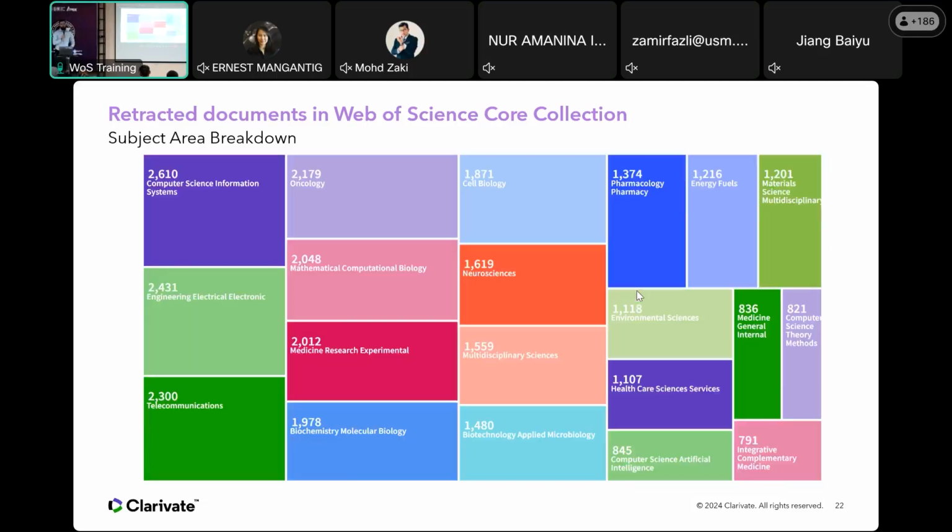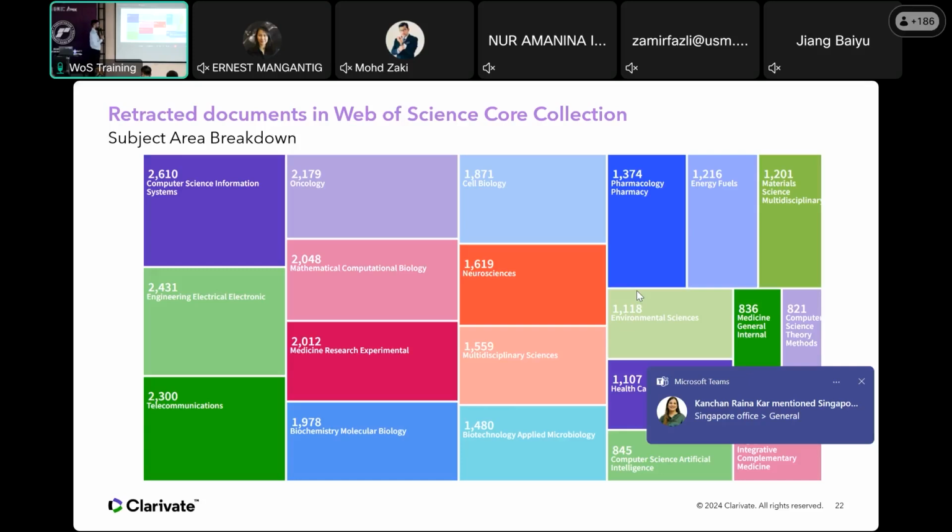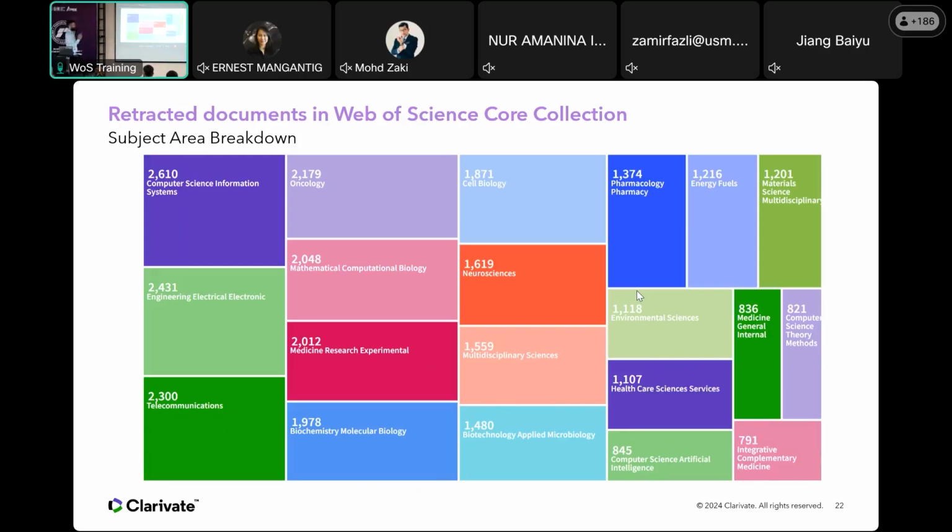When we're talking about subject area breakdown, again, it's not very even across subject areas, and it seems like you're much more likely to publish a paper that can potentially be retracted if you work somewhere on the border between computer data science and biology. So we see a lot of topics like oncology, computer science information systems, mathematical computational biology.